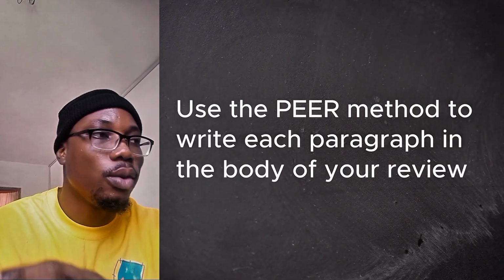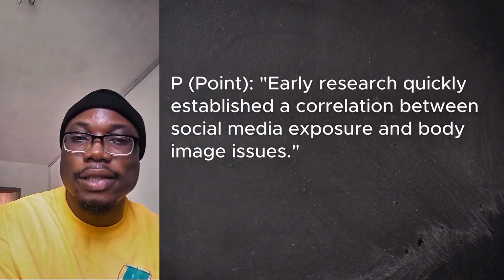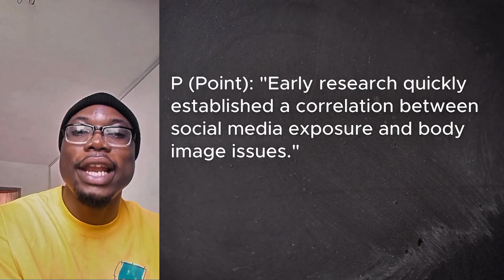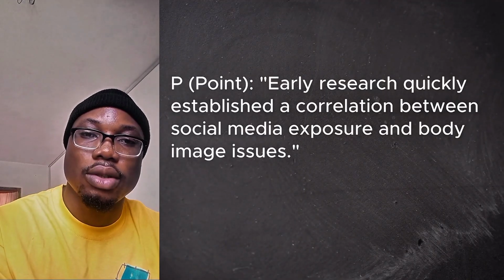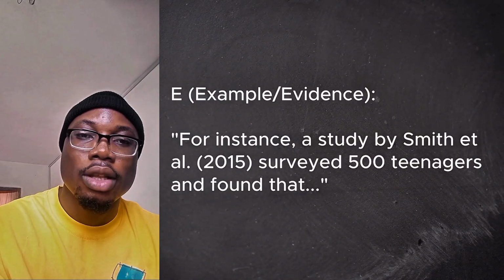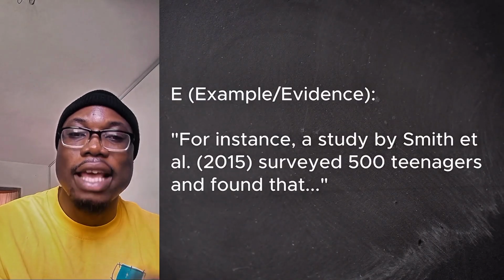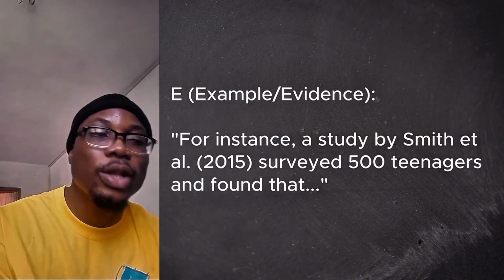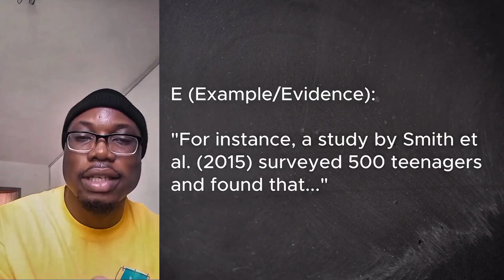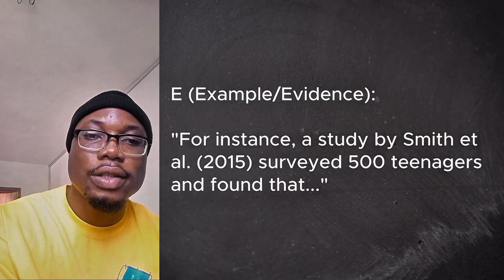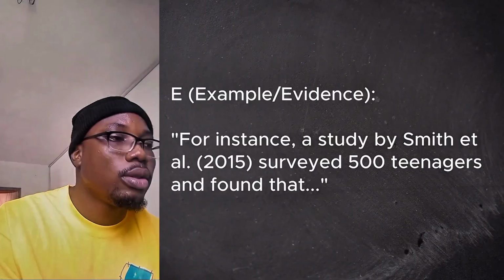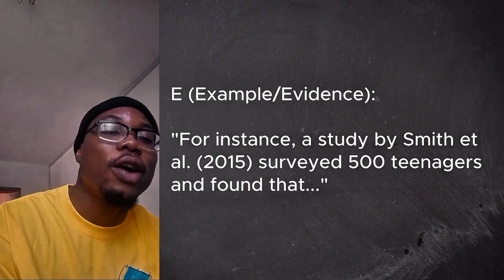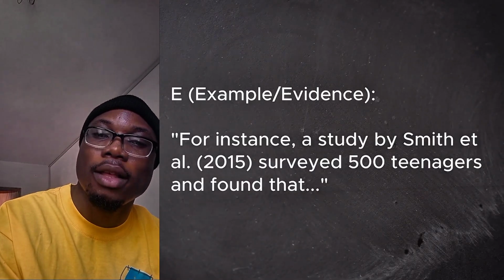So this is how you write a paragraph when you are trying to write the body of your literature review. For example, the point might be, early research quickly established a correlation between social media exposure and body image issues. You've stated your point. Now, the first E, that is example or evidence. We are now going to give an example to support the previously stated point. For instance, a study by Smith et al. 2015 surveyed 500 teenagers and found that so and so.